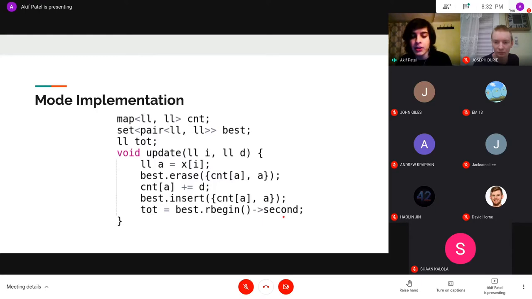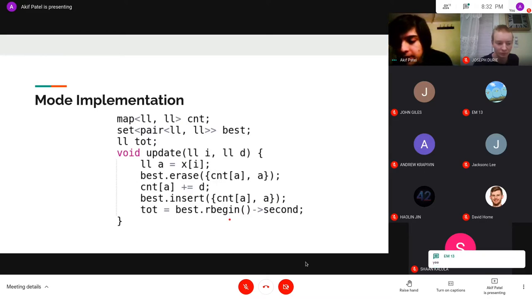In case you're unfamiliar, rbegin is literally just the opposite of begin. It gives the biggest guy instead of the smallest guy. Okay. Okay. Cool.